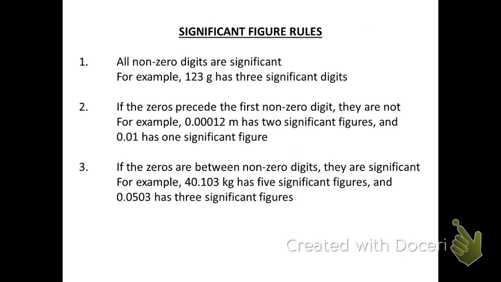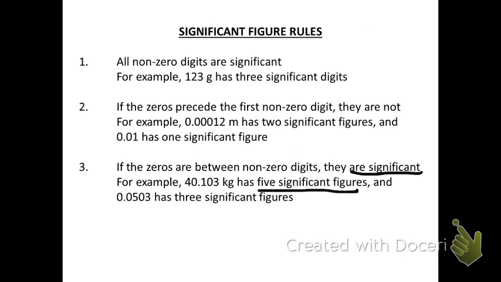Alright. Now, let's go ahead into rule number 3 here. Rule number 3 is pretty easy to understand. If zeros are between non-zero digits, they are significant, always. For example, you have 40.103 kilograms. The 0 between the 4 and the 1 is significant, just as the 0 between the 1 and the 3 is significant. So in this case, all the zeros are significant, and therefore we have 5 significant figures.